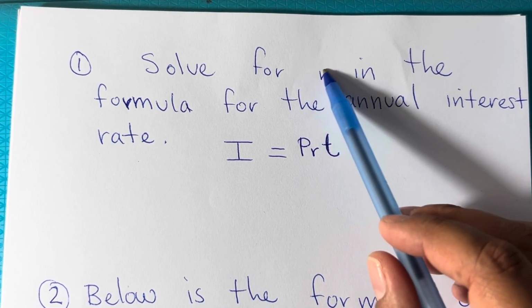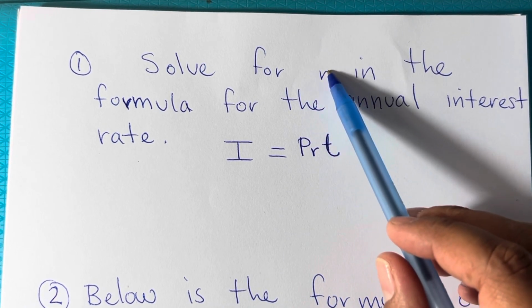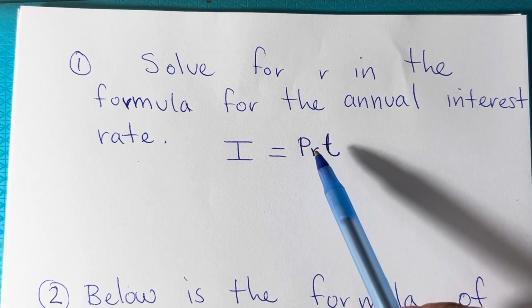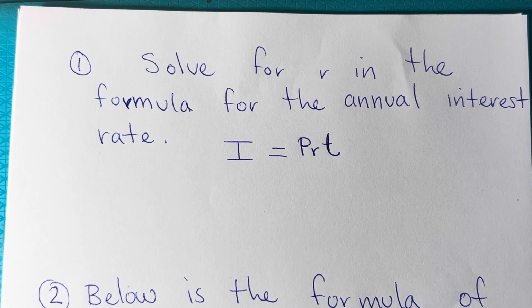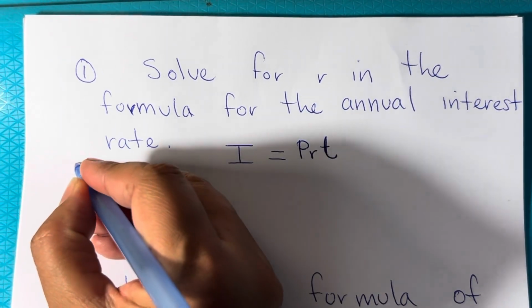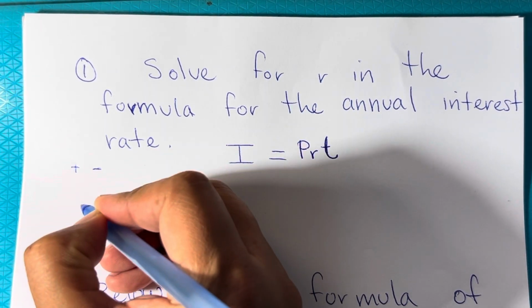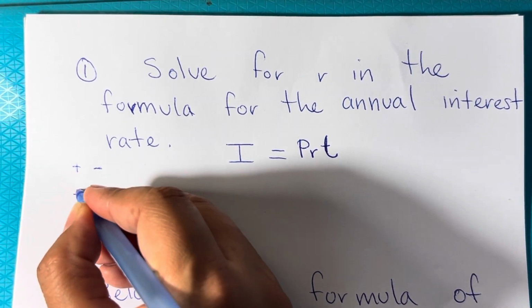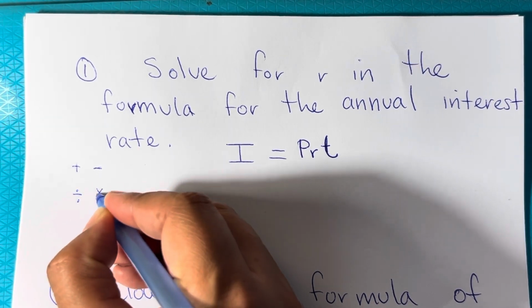When you're solving for a variable, it means to isolate that variable. So we need to leave R by itself. Addition cancels with subtraction and vice versa. And multiplication cancels with division and vice versa. So addition is the opposite of subtraction, and division and multiplication are opposite of each other.